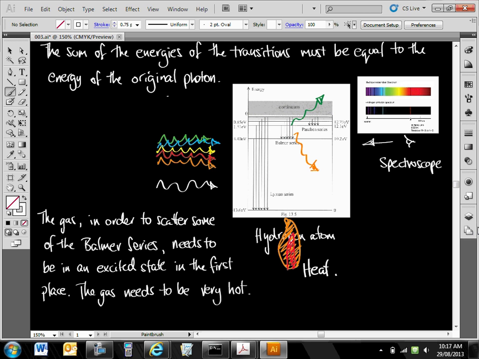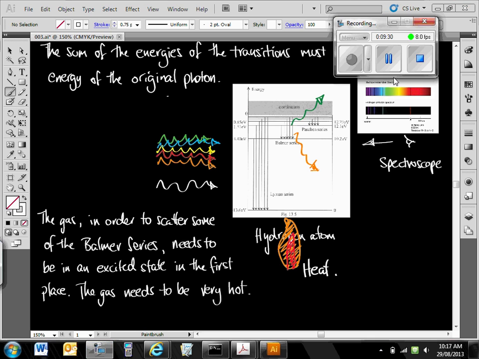What I'm saying is you can't just take a cylinder full of hydrogen, look at sunlight through a spectroscope and expect to see these lines missing. That's just not going to happen. Okay, that's the end of structure of the atom.